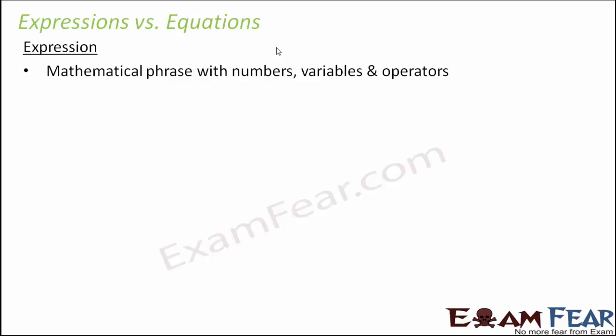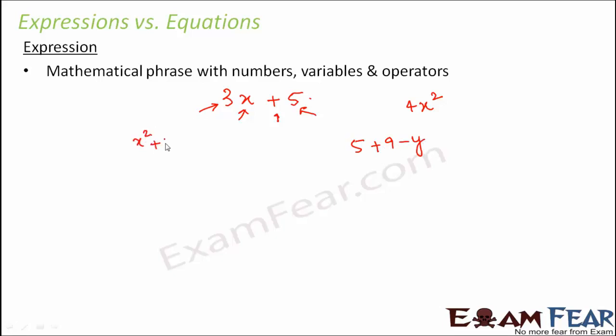Something like this. Let's say that we have something like 3x plus 5. So here 3 is a number, x is a variable, the plus symbol is an operator, and 5 again is a number. So this is an example of an expression. Similarly, when you look at 4x squared, this is also an expression because it has numbers as well as variables. You look at 5 plus 9 minus y. This is also an expression. You talk about x squared plus y plus z. This is also an expression.